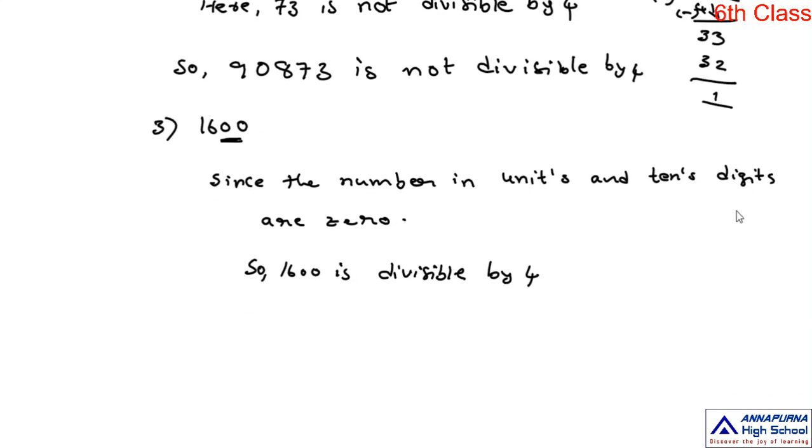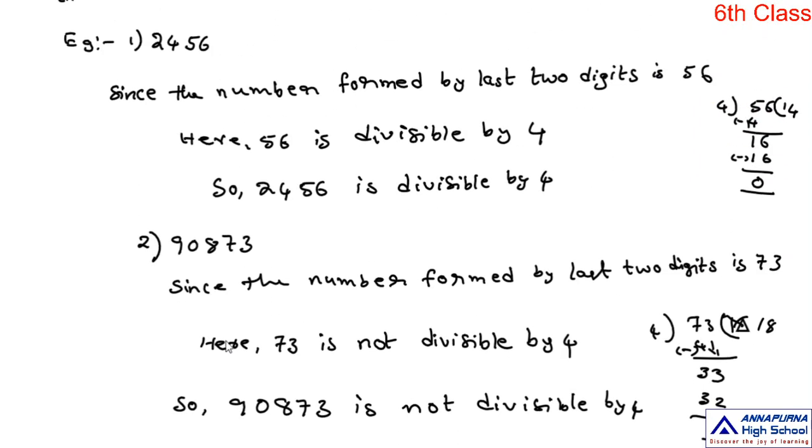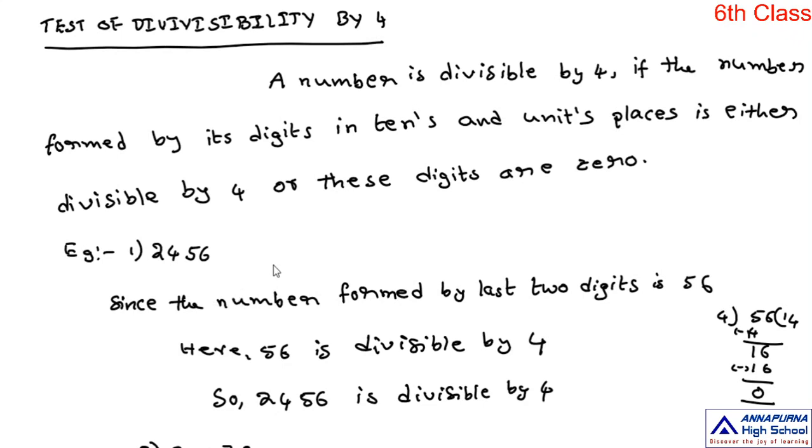Let us check by actual division whether the remainder is 0 or not. 1600, is it divisible by 4? We get remainder 0. 4 400s are 1600, remainder comes 0. By actual division also, 1600 is divisible by 4. This is the test of divisibility by 4.